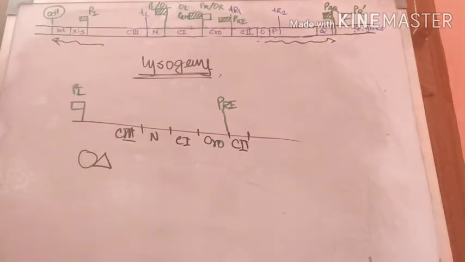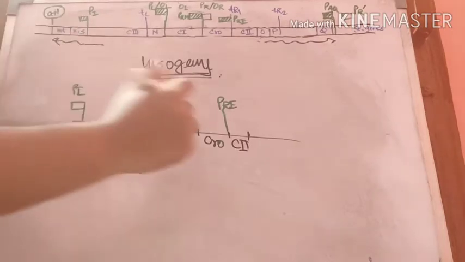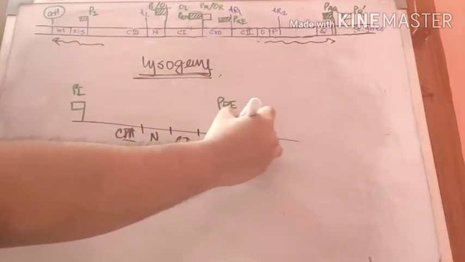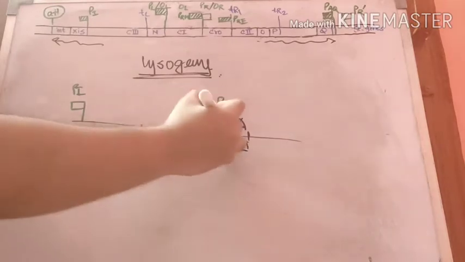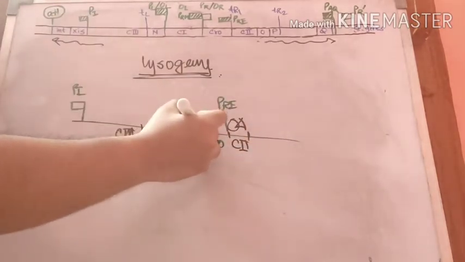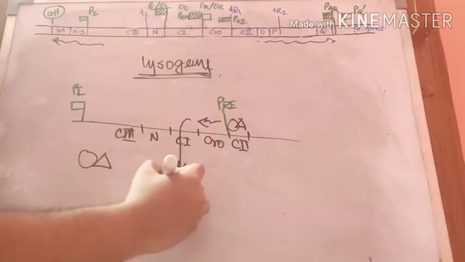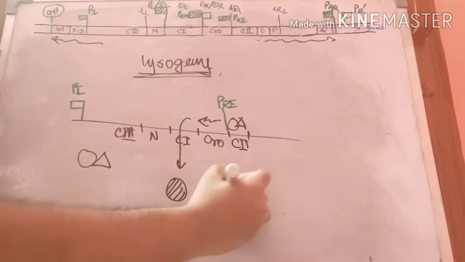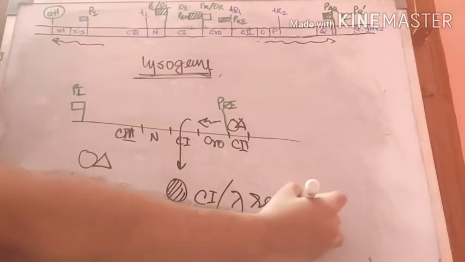Not only that, it also binds to this PI as well. I always recommend you to keep the diagram we have drawn from the still photo I have given in the earlier video. So keep that with you, okay? So if it binds here at this PRE, then it will allow the RNA polymerase to work from here. And it will give rise to the protein called C1 or lambda repressor.